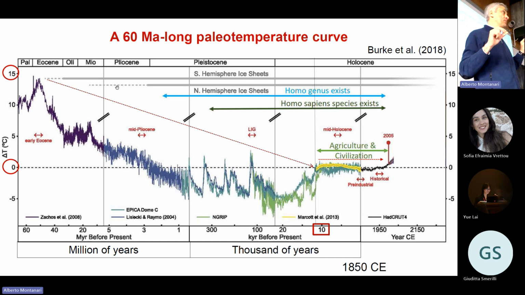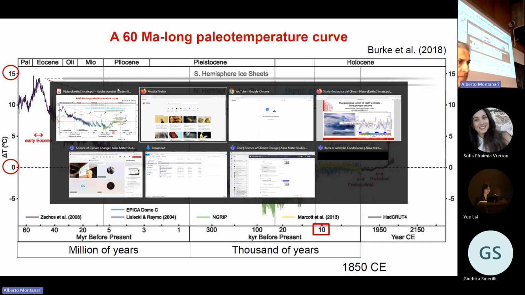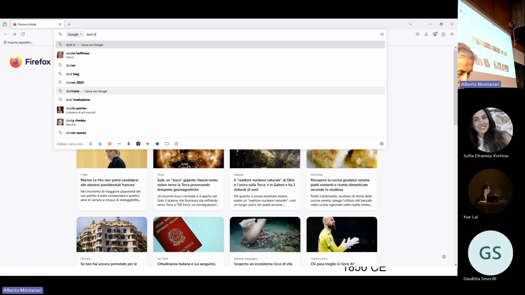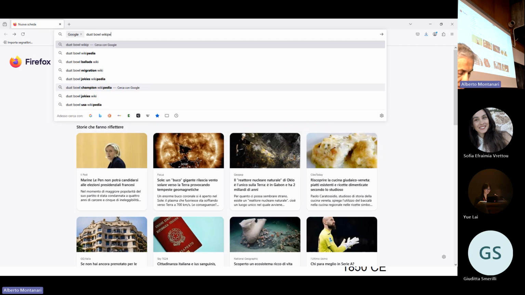I give you an example. There was a huge drought in the United States called the Dust Bowl. I suggest you look at the Wikipedia page for the Dust Bowl because it's very, very interesting. Look at Dust Bowl Wikipedia.